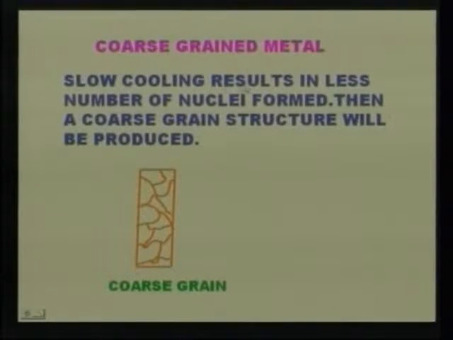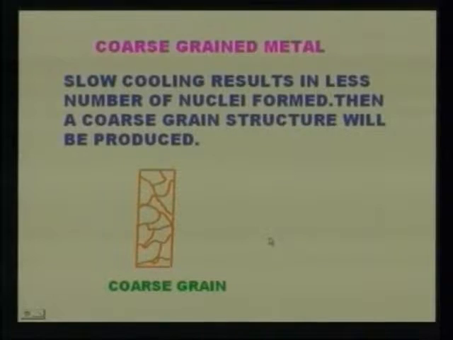Now let us know about the coarse grained material. What is coarse grained material? This coarse grained material is developed due to slow cooling. Now let us see. Slow cooling results in a smaller number of nuclei formed. Then a coarse grain structure will be produced. Here see, the number of nuclei is lesser here. So that's why the crystal size is bigger, and therefore the number of crystals is reduced. That's why we can say this is a coarse grained metallic structure.